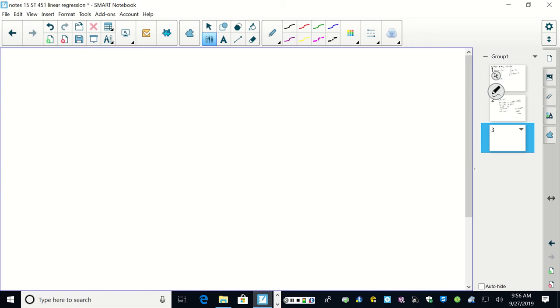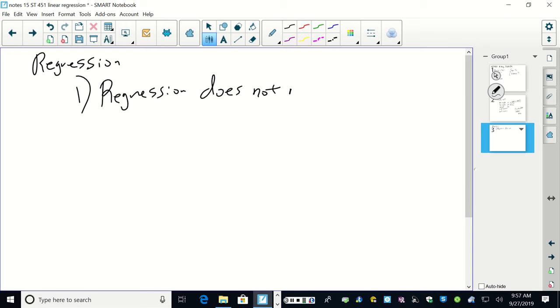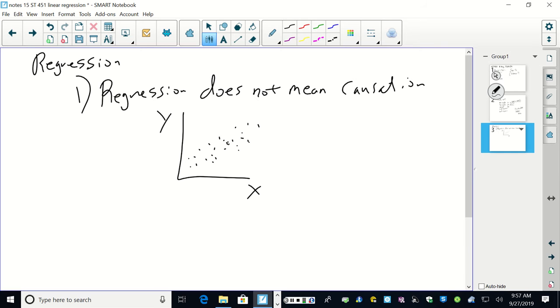Okay, a few topics in regression. The first one: regression does not mean causation. Right? Just because you have a relationship between two variables that even looks quite amazingly strong, it doesn't mean that changing an x value will necessarily change the y value in a way that you would predict. Sometimes x and y have a common cause.